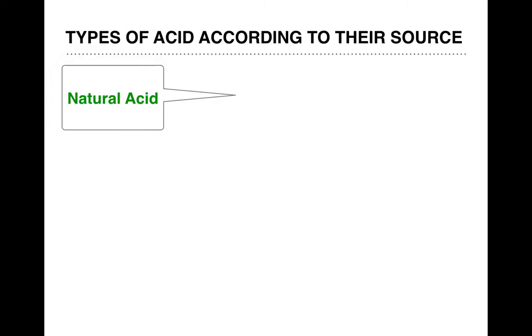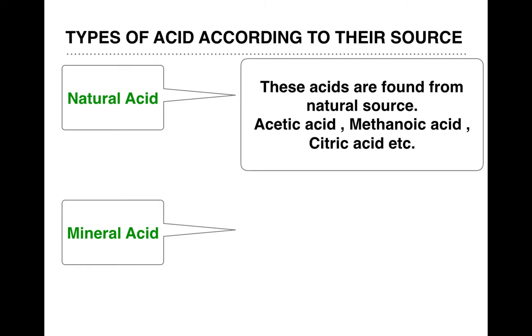So first we should concentrate on natural acid. Now the second part is mineral acid. From the name it is pretty clear what properties natural acids have. These acids are found from natural sources, obviously. Acetic acid, methanoic acid, citric acid, these have sources that reside in nature, right? So these are called natural acids.